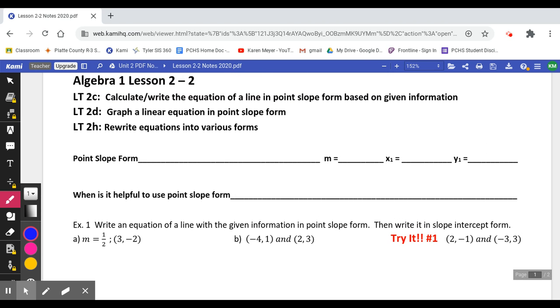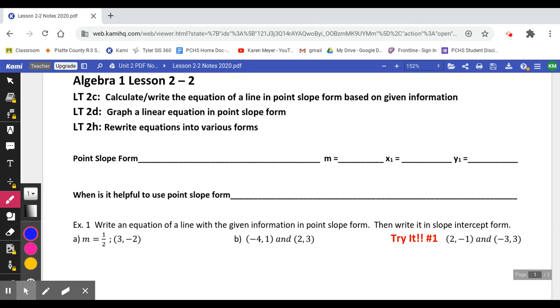In today's video, we are going to be talking about point slope form. In this lesson, we have 3 targets. We're going to calculate or write an equation in slope-intercept form based on given information. We're going to graph when an equation is in slope-intercept form. And then we're going to take slope-intercept form and write it into standard form.